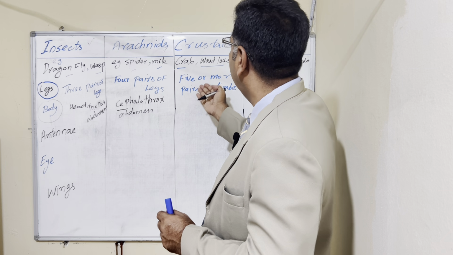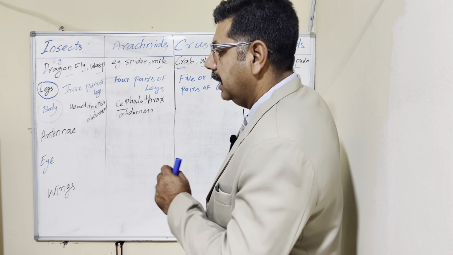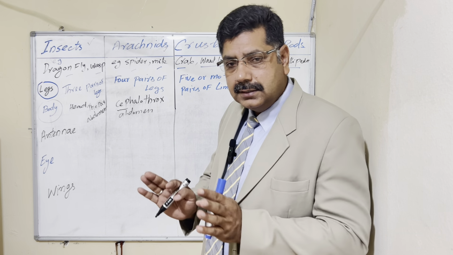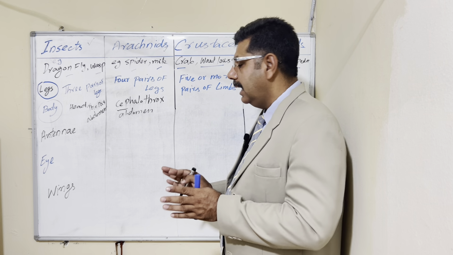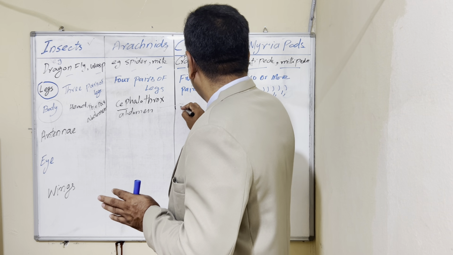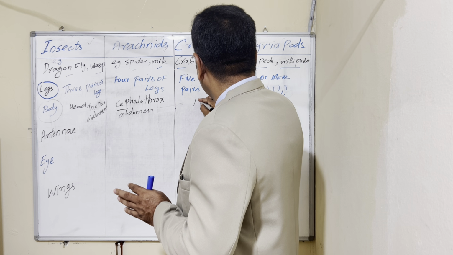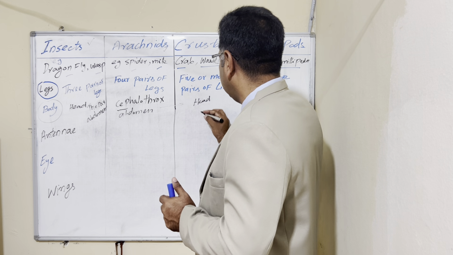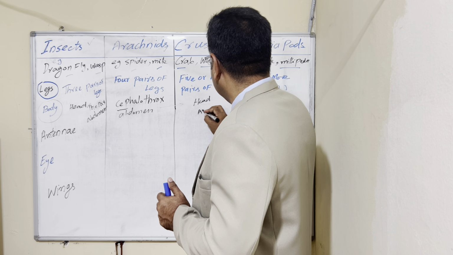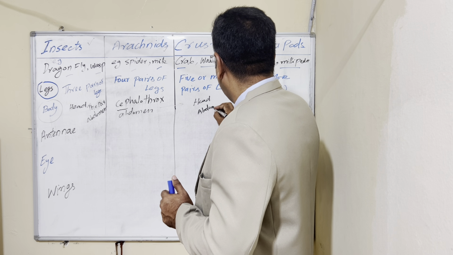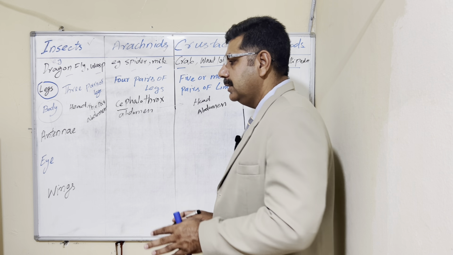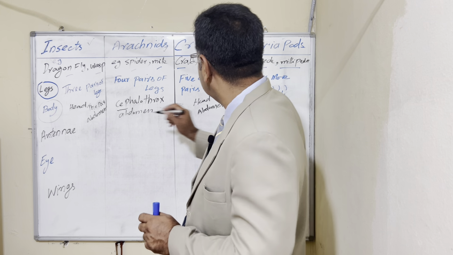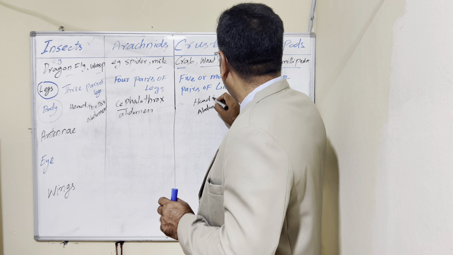Then if we come to crustacea, the body is divided into cephalothorax, with head and thorax combined, and abdomen. Same as before. So it is also a cephalothoracic region: head and thorax are joined together, and the abdomen is there.